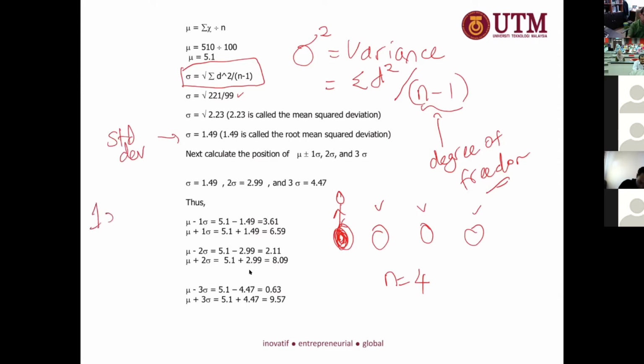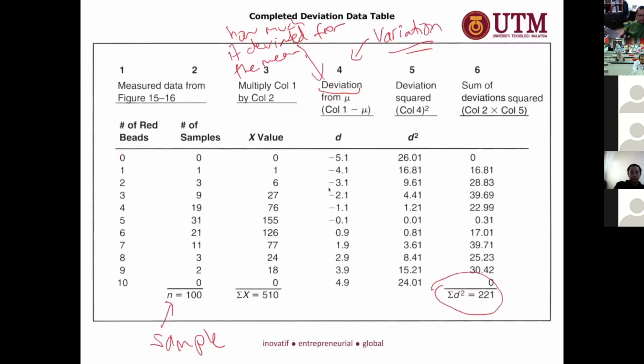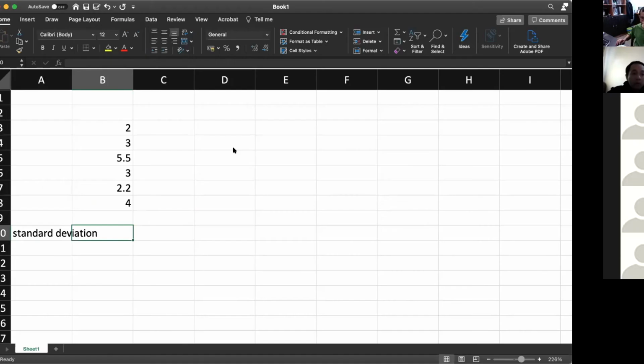That is 1 sigma, 1.49. So what is the 3 sigma? We multiply by 3. So that's how to calculate the standard deviation. Use Excel. I know you are familiar with this already.